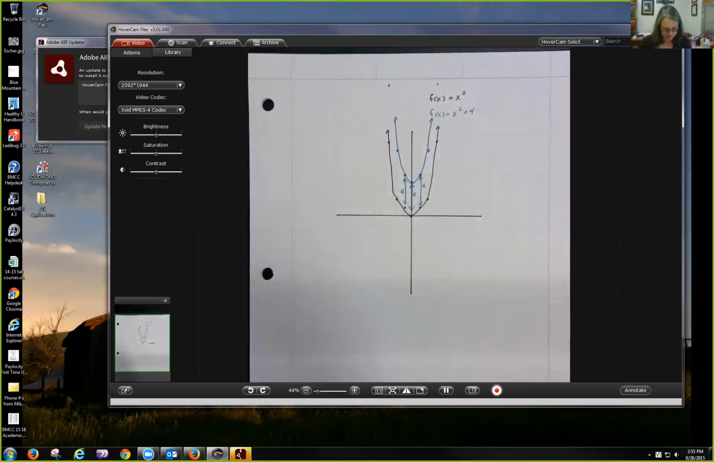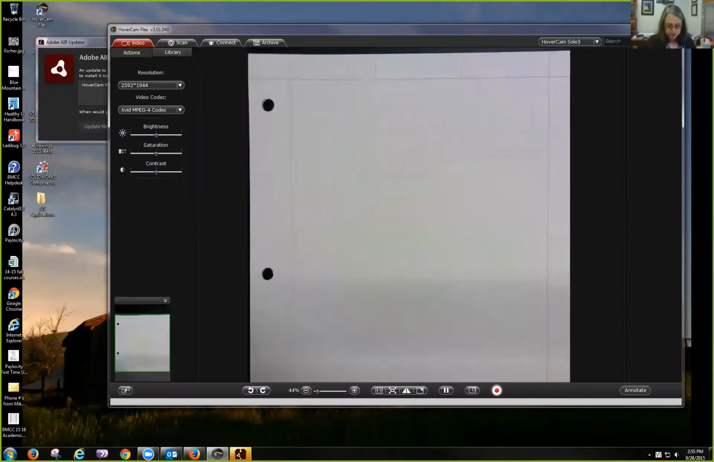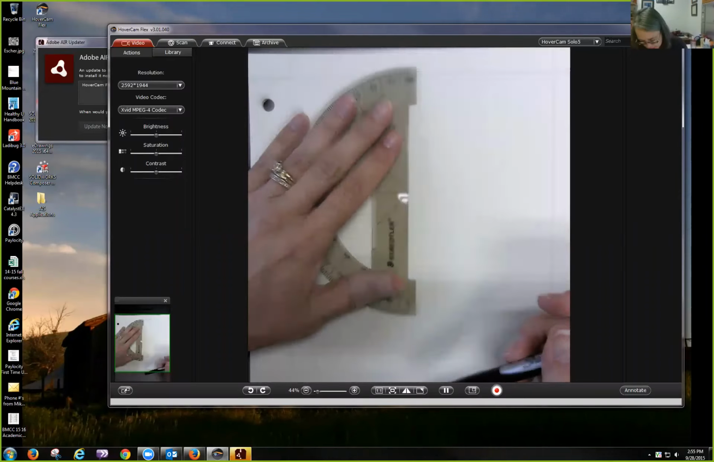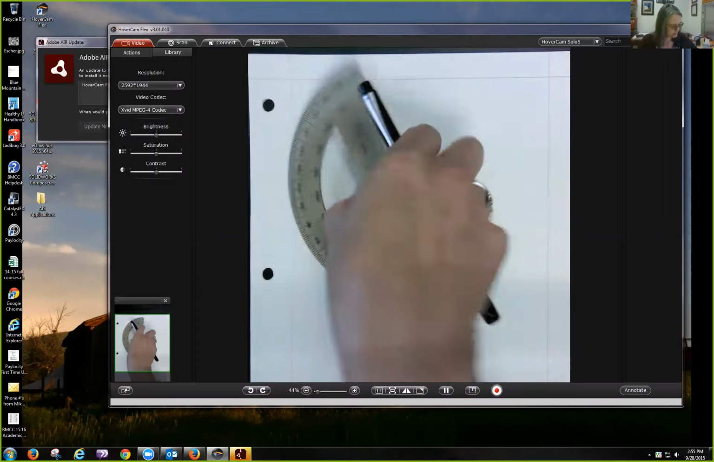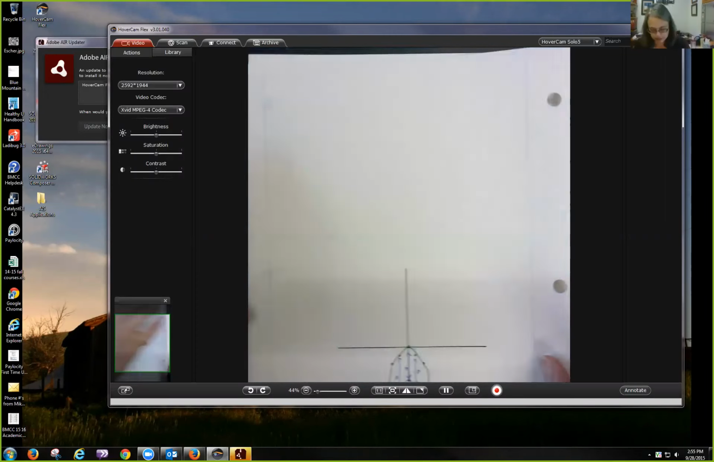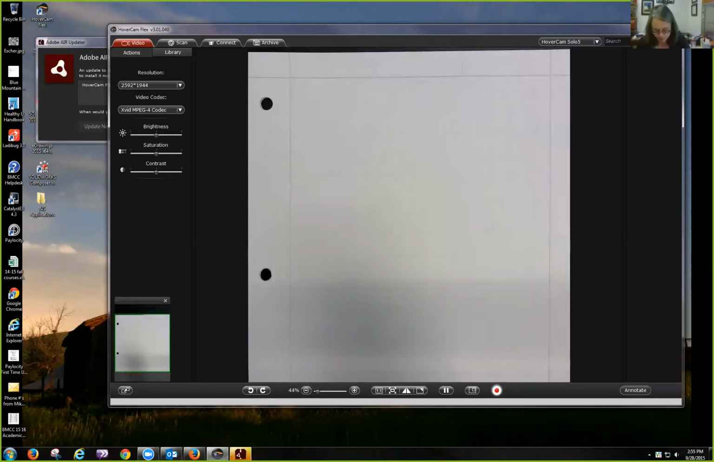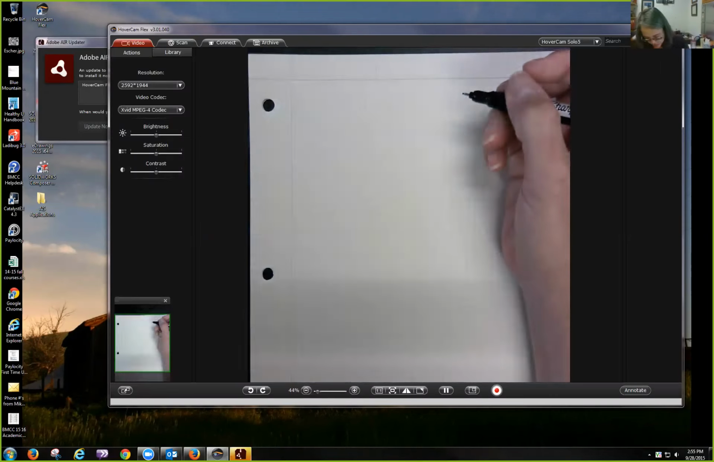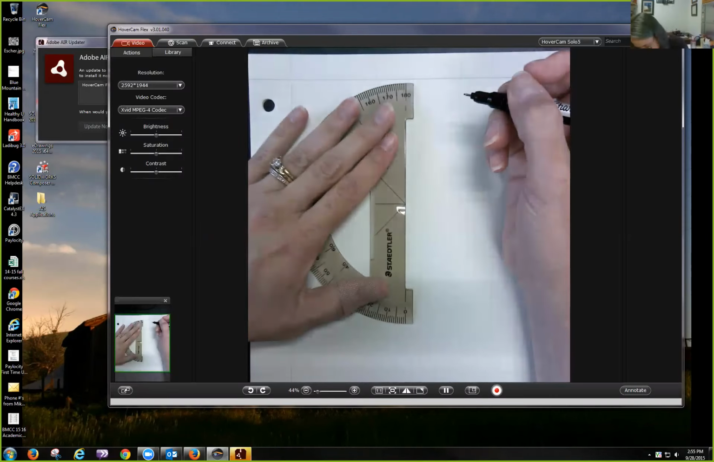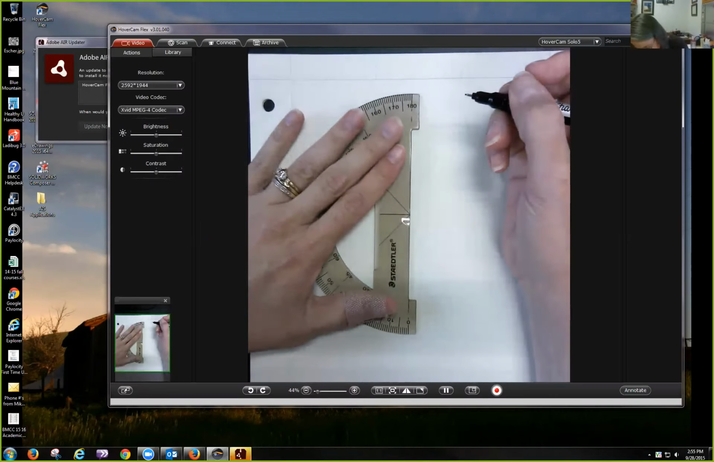Let me do another example here. So let's take a look at, suppose I can use this piece of paper, I'll just turn it over now. Suppose I have a random graph, and I'm just going to throw myself on a set of axes here again.